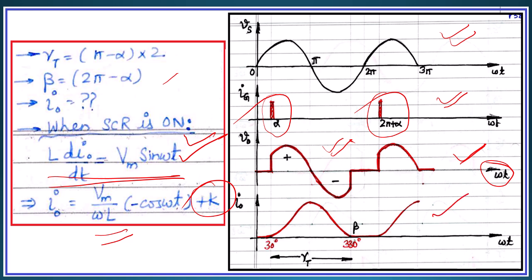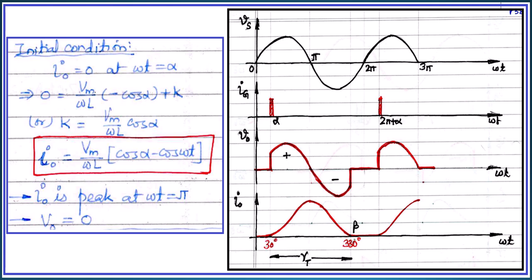Now the next waveform is i naught, which is the load current or output current. This load current is shown for a particular firing angle. As you can see here, this is starting at 30 degrees and terminating at 380 degrees. How is it possible? Let us see this.